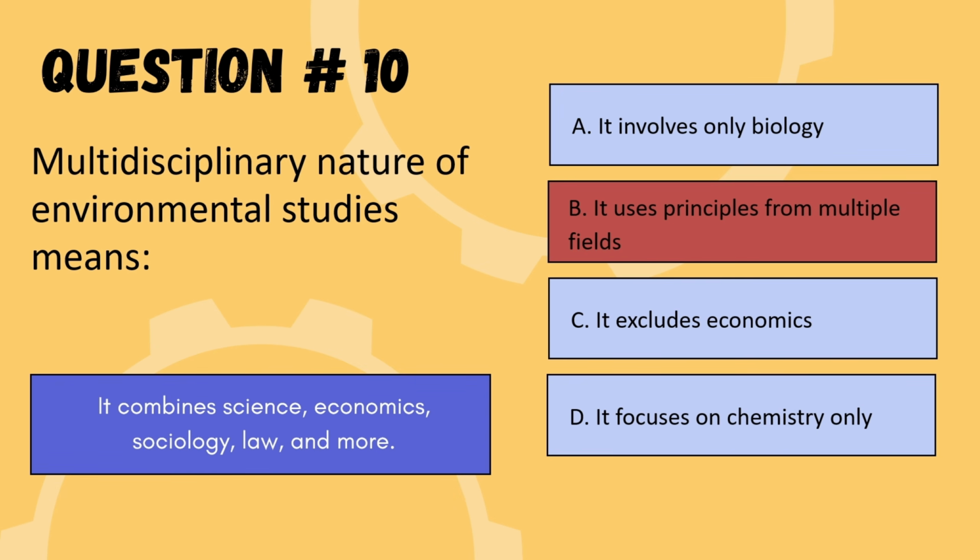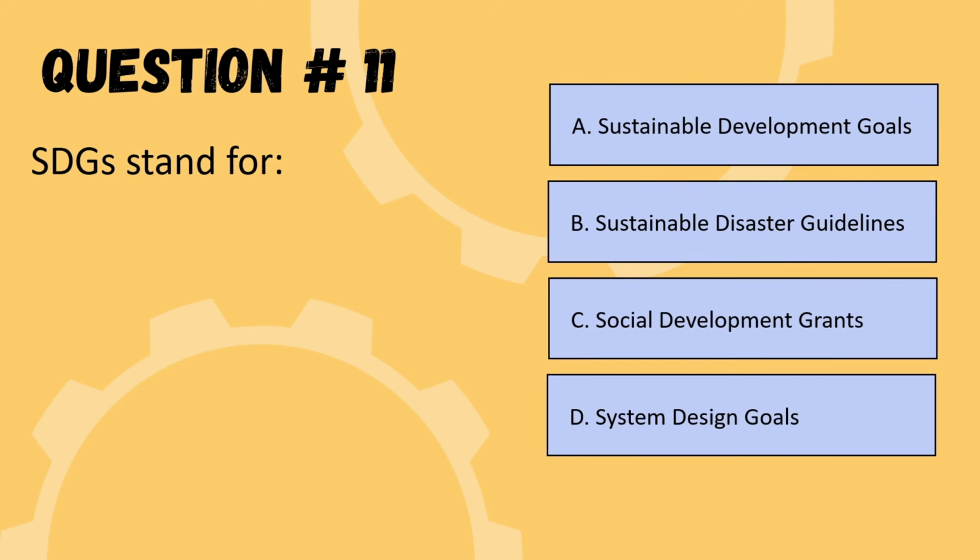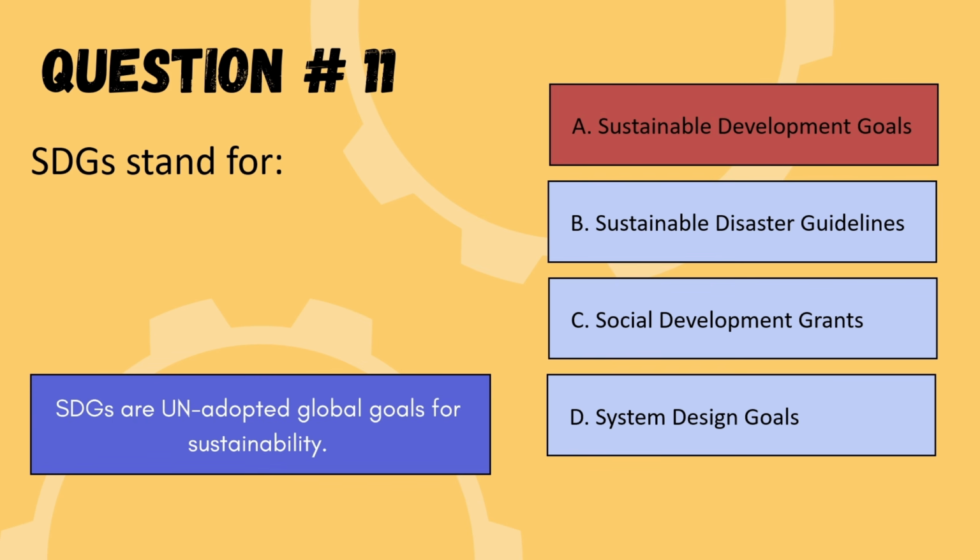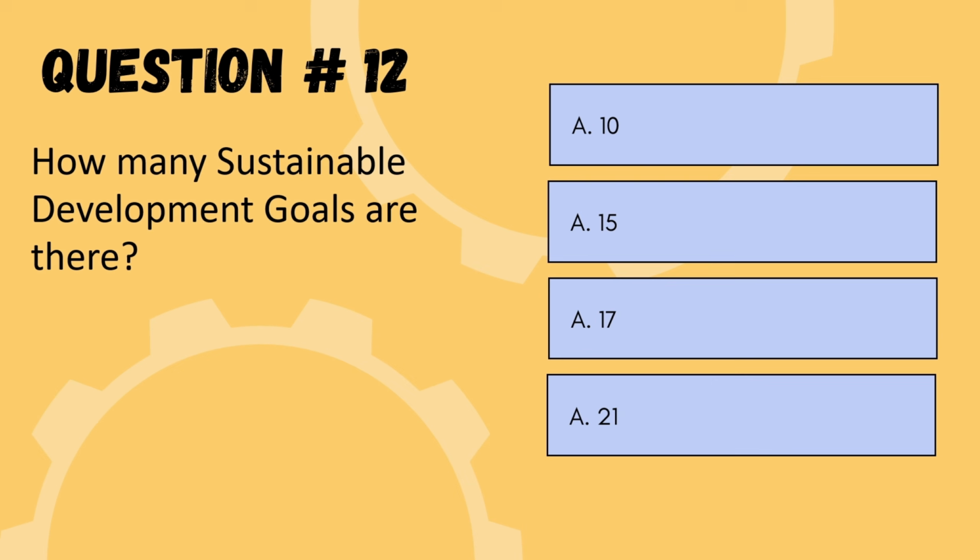So we are moving to the next question. Question 11 is, SDG stands for. Options are A, Sustainable Development Goals. Option B, Sustainable Disaster Guidelines. Option C, Social Development Grants. Option D, System Design Goals. So the correct option is option A, Sustainable Development Goals. So we are moving to the next question.